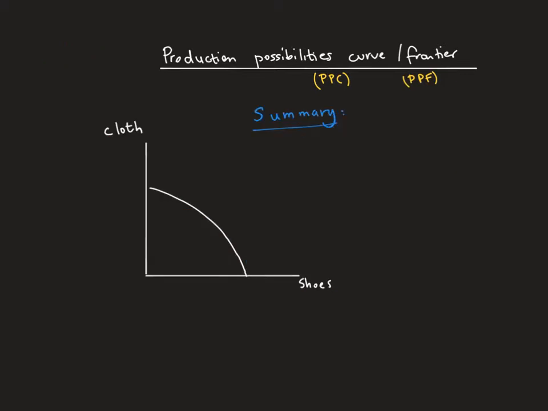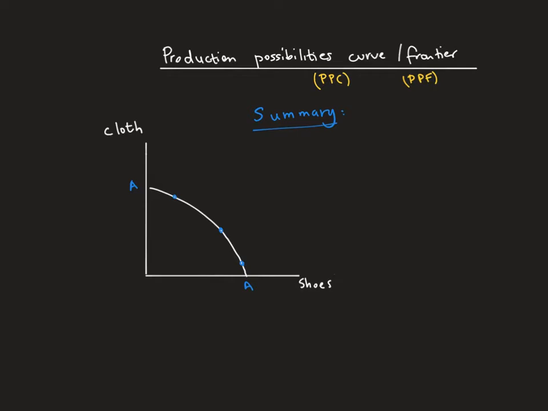Okay, so we can summarize now. Anything on the line, which is represented by AA, or let's say points C, D, B, or any point alike, we can say that these 3 points are efficient. Any point above the line, so let's say point F, represents a point that is unattainable. And any point within the line represents a point of inefficiency.